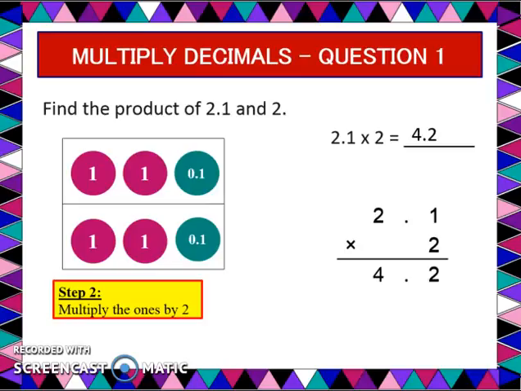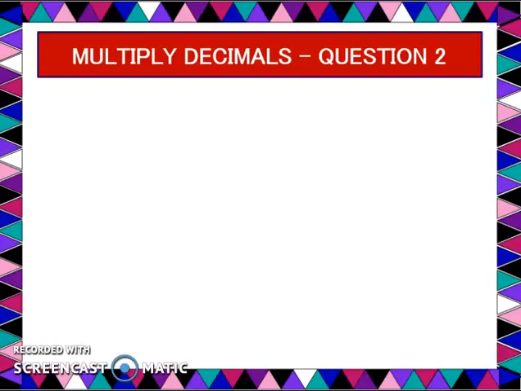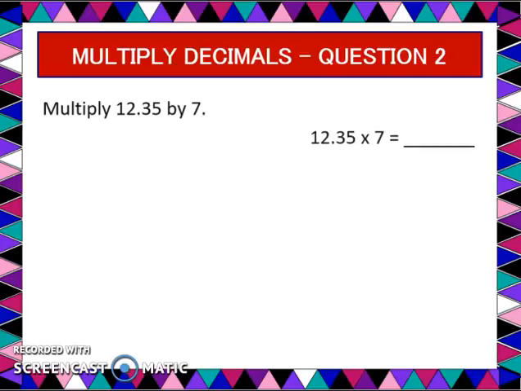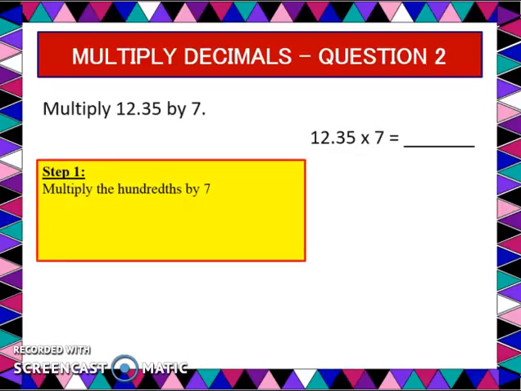Let's move on to another question. In this question, the place value hundredth has a digit. We need to multiply them in a different manner. We have 12.35 times 7. Step 1. We will multiply the hundredth by 7. 5 hundredths times 7 equals 35 hundredths.